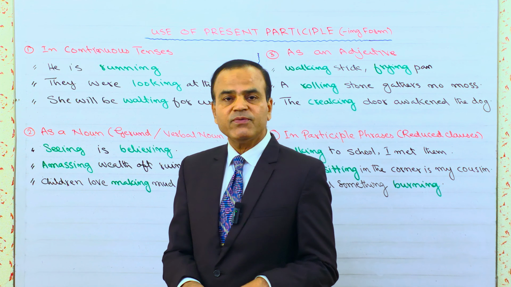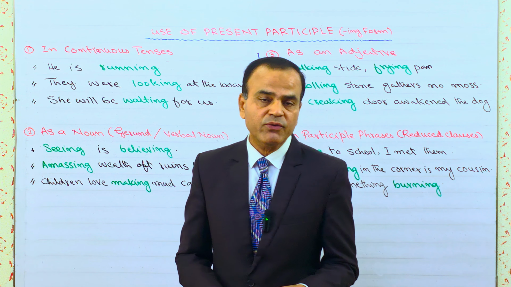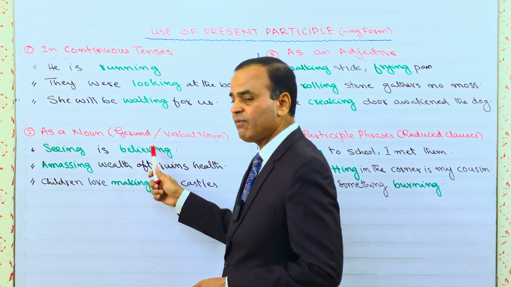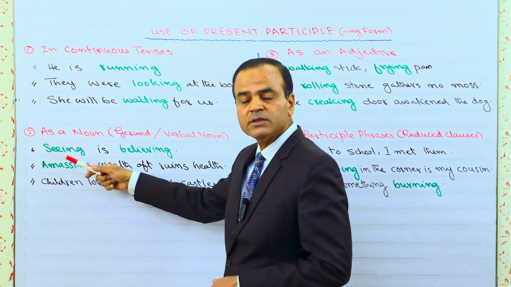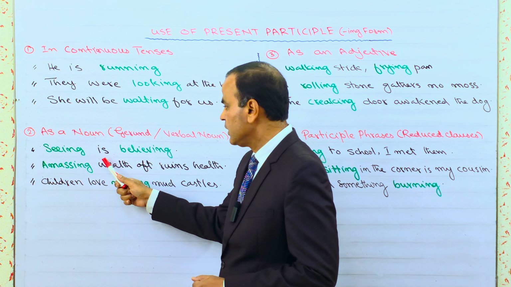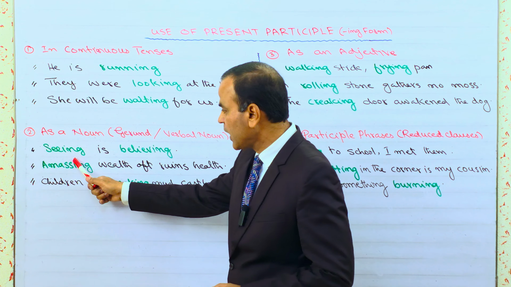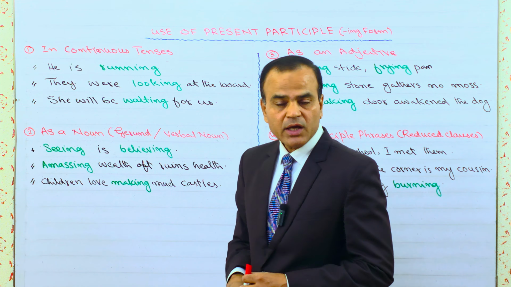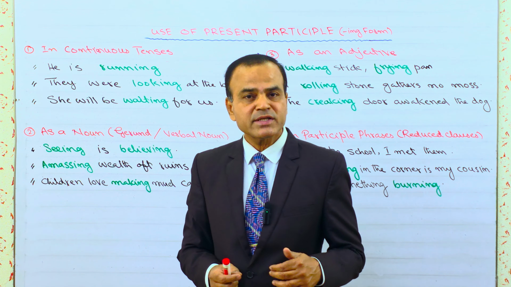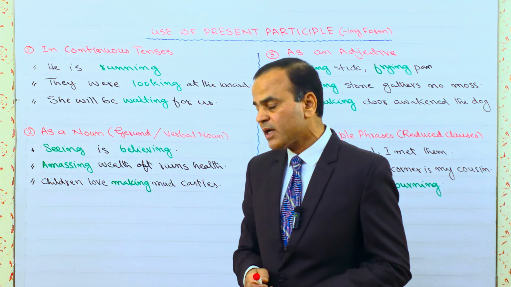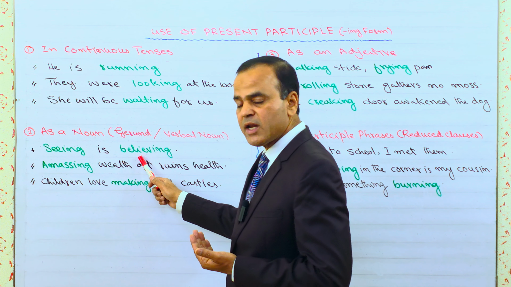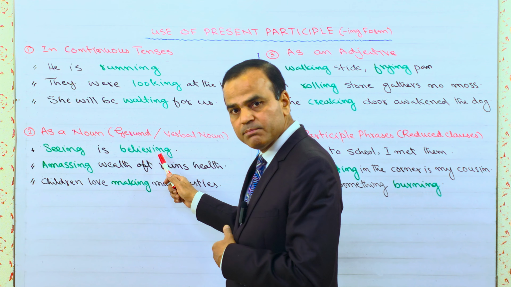Let's have a look at some examples where the ing form of the verb is used as a noun. Seeing is believing. See, saw, seen, seeing. Ing form of the verb. Seeing is believing. Here, seeing and believing, the ing forms of the verbs see and believe, are used as nouns, names of activities. The name of the activity of seeing and the name of the activity of believing.